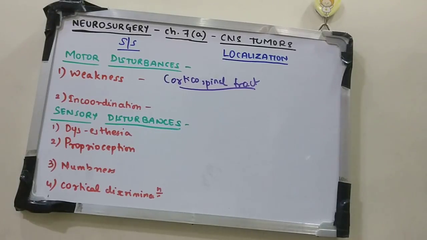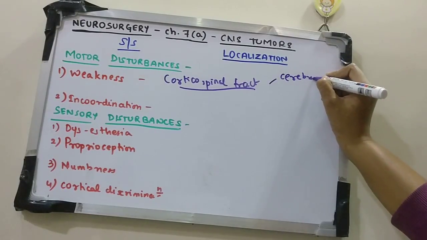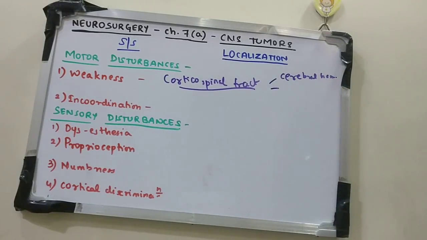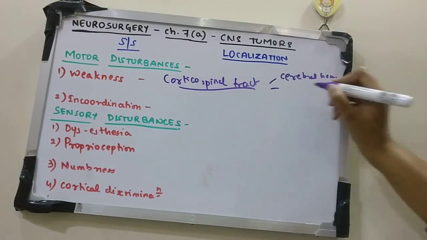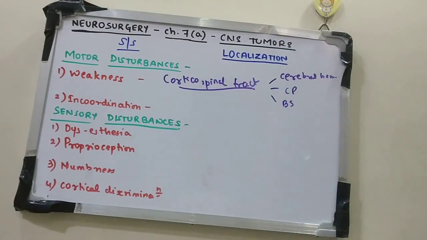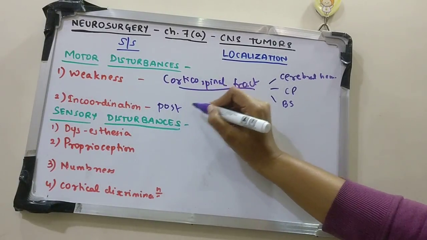So the involvement can be either in your cerebral hemisphere. I'm sorry for the handwriting, I have to write by tilting a little actually. It can be in the cerebral peduncle or it can be in the brainstem. So the tumor can lie in either of these. If he's complaining of incoordination like clumsiness, dysmetria, the tumor would be lying in your posterior fossa.